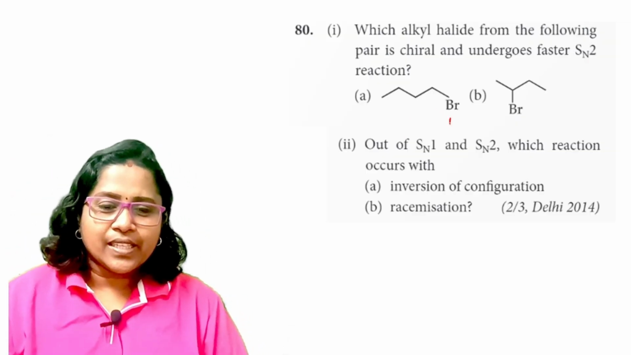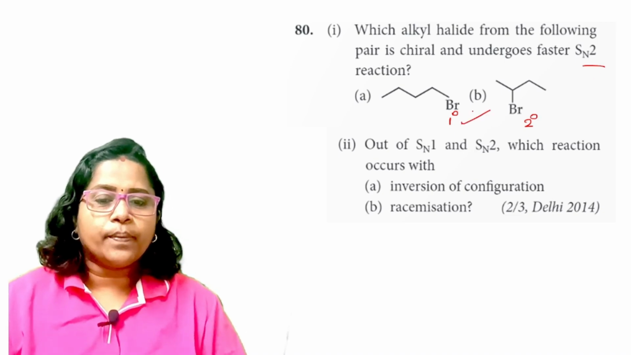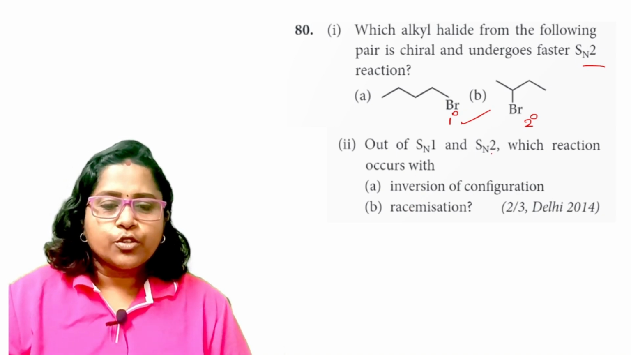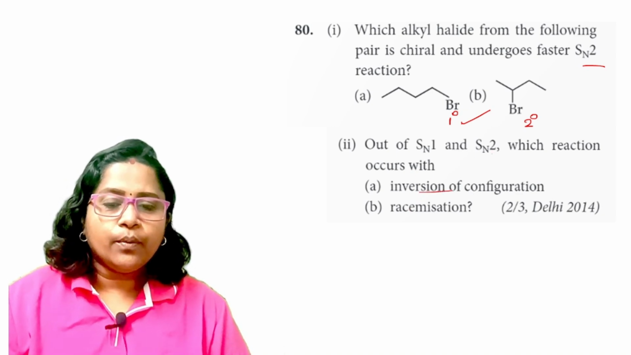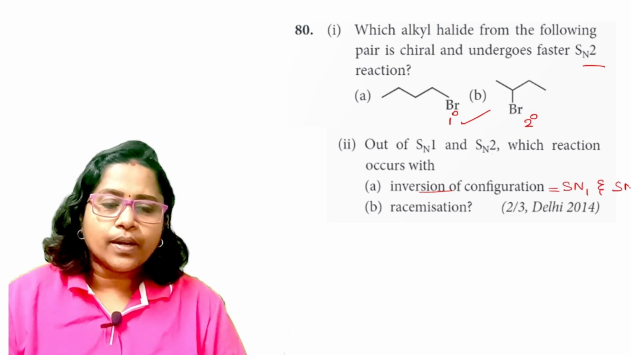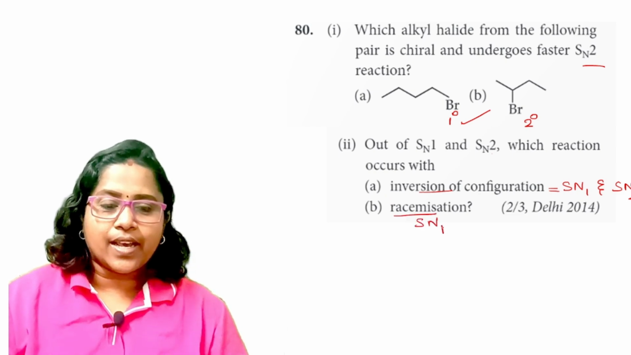Same type of question, this is primary, this is secondary, SN1 they are asking, so which is more preferring? Primary is preferring more SN2. Out of SN1 and SN2, which will occur with inversion? Inversion is happening in both SN1 and SN2. So inversion is happening in both, but racemization is only in the SN1 reaction mechanism.